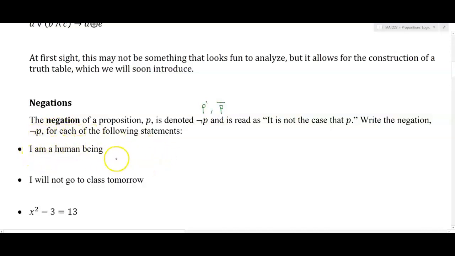I am a human being. Well, what is the negation? To say it is not the case that I am a human being just sounds funny. It makes more intuitive sense to say I am not a human being.